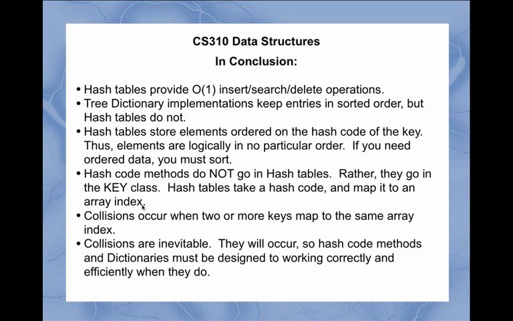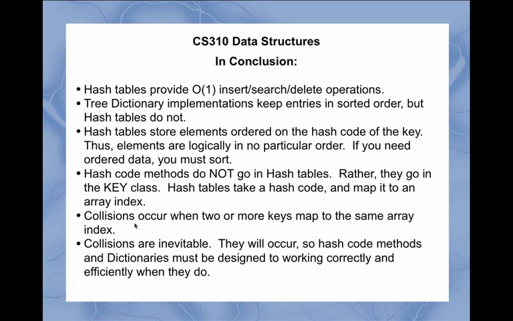A collision is where 2 or more keys generate exactly the same hash code, which map to the same index. This is a collision. These are inevitable. They will always occur. And so hash code methods and dictionaries must be designed to work correctly and efficiently in the case where these do occur.